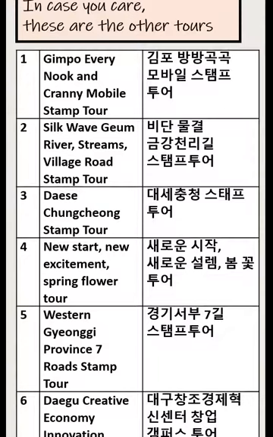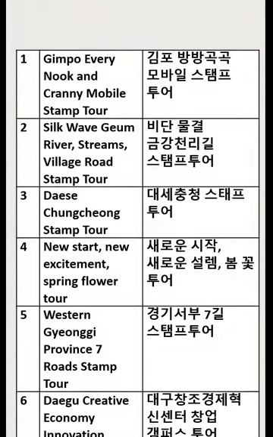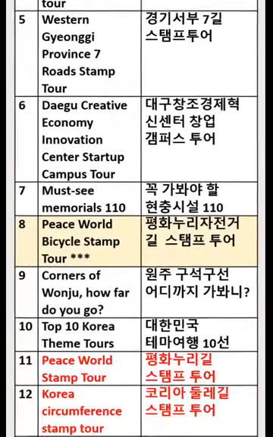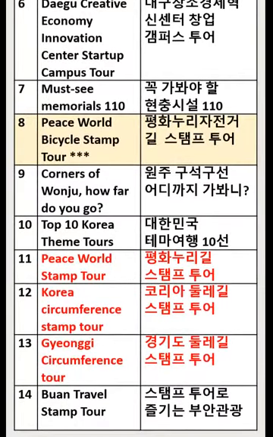But hold on just a minute. In case you're curious, these are the other tours that the app has, or some of them. Some of them look pretty cool. There's the Peace World Bike Path. It also has the Peace World Stamp Tour, which is not the bicycle path, but a walking tour, a little confusing. There's the Korea Circumference Stamp Tour, which is you literally walk all the way around Korea and use this app to track your progress. And then the Gyeonggi Circumference Tour, which is just around the Gyeonggi Province. So wow, those are pretty cool.